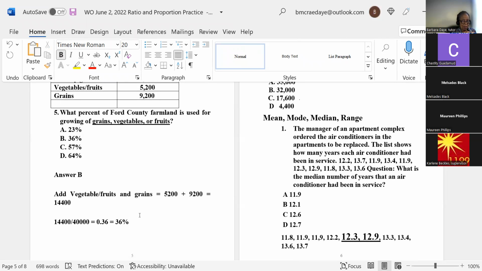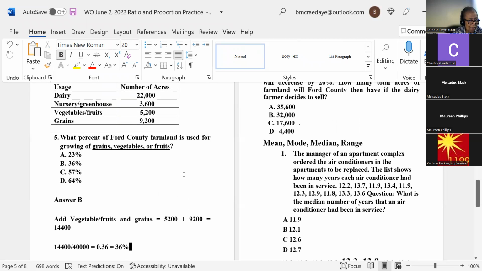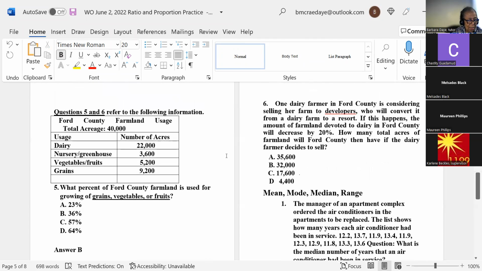Mercedes, did you do that part? Yeah, what I did was 0.36 times 40,000 gave me 14,400. So I knew that 36% was correct. But guess what, Miss? I put the wrong letter. Oh, right, you didn't give me that B. I made a mistake with the answer. Okay, so number 5, you understand how to get it. Okay. Now, number 6.